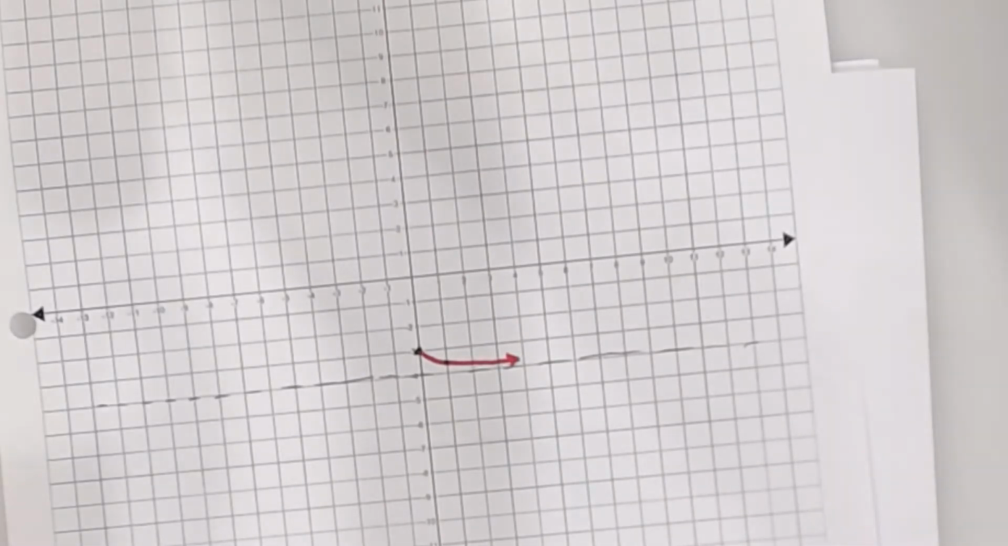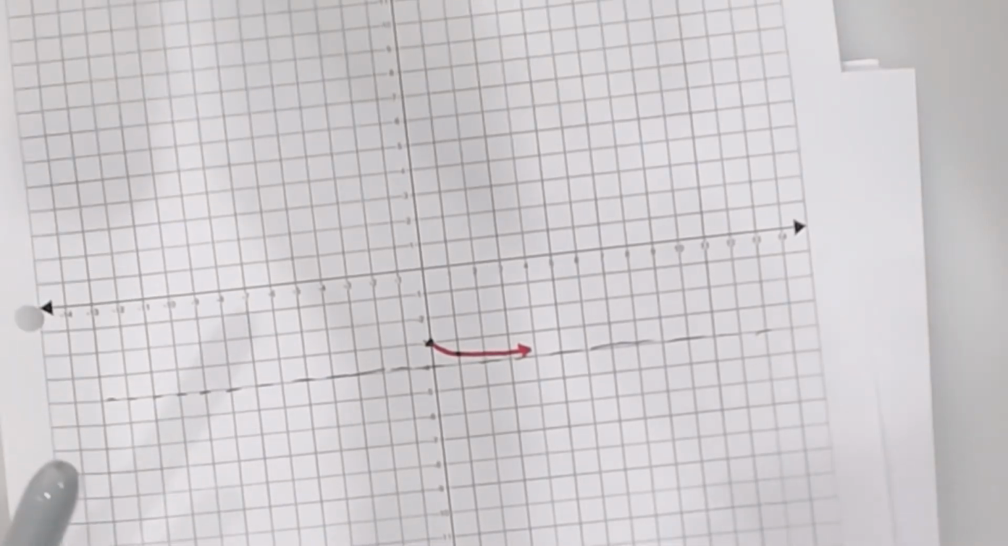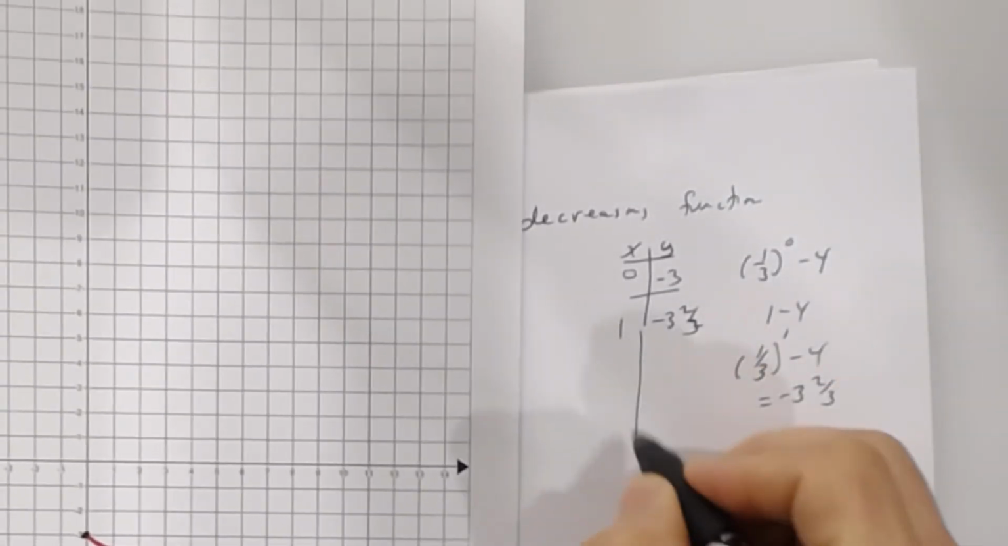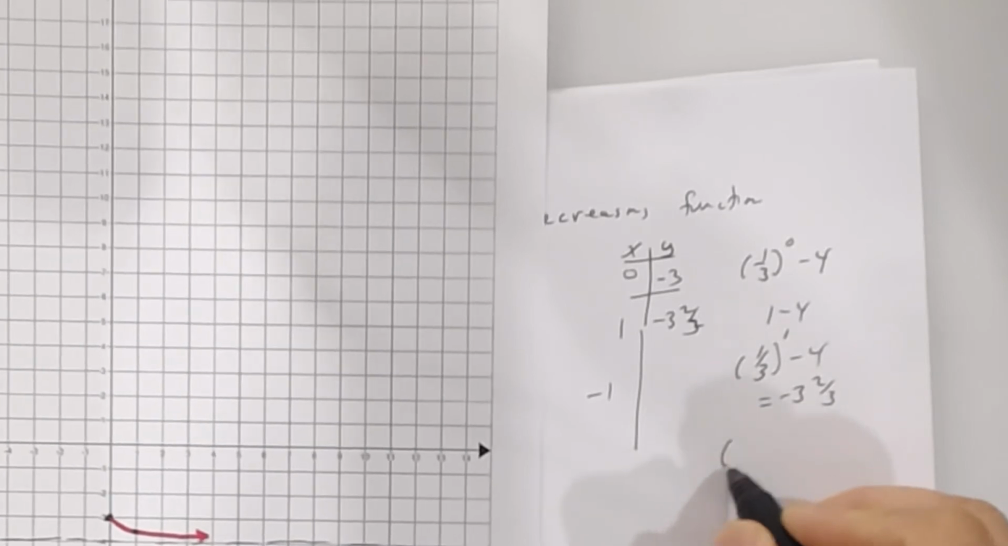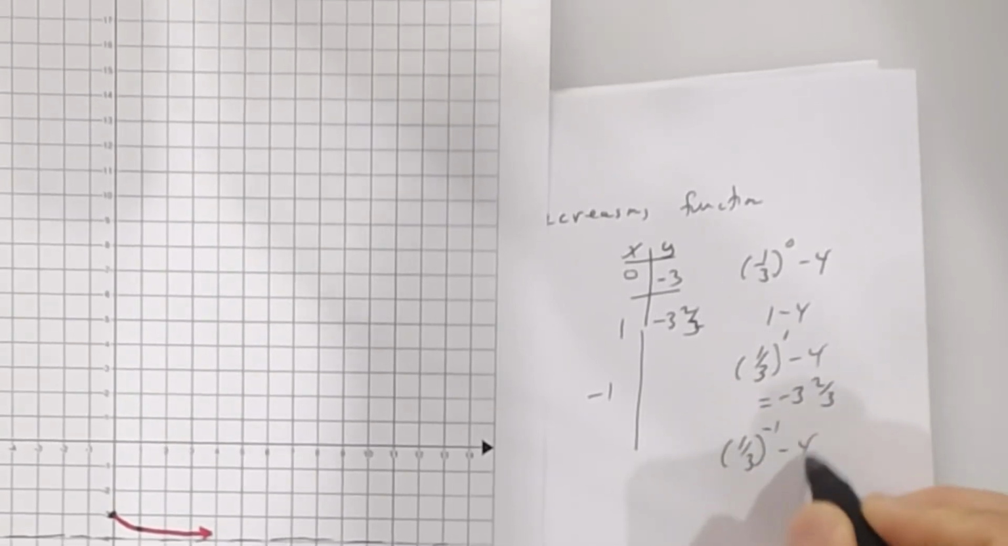All right, so give me 2 points on the other side now. Just 2 is all I need. If x is, let's say, -1, use your calculator with that. I get (1/3) to the -1 minus 4.